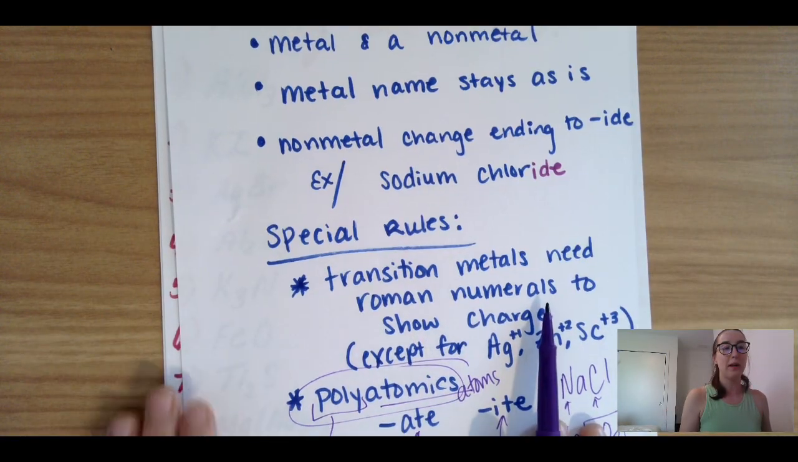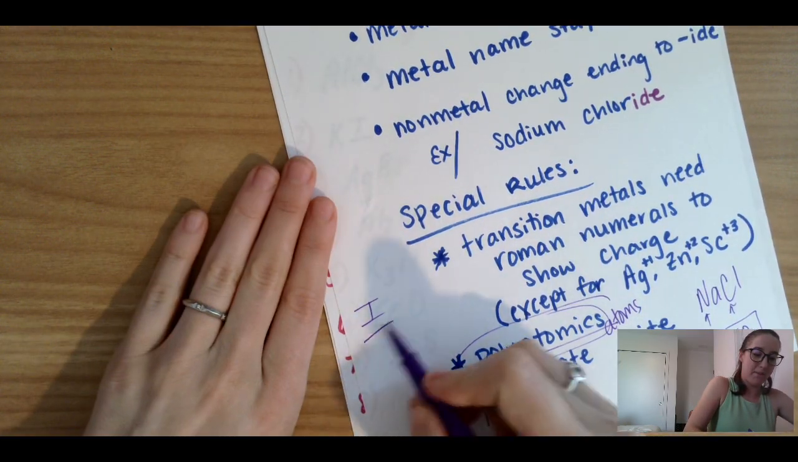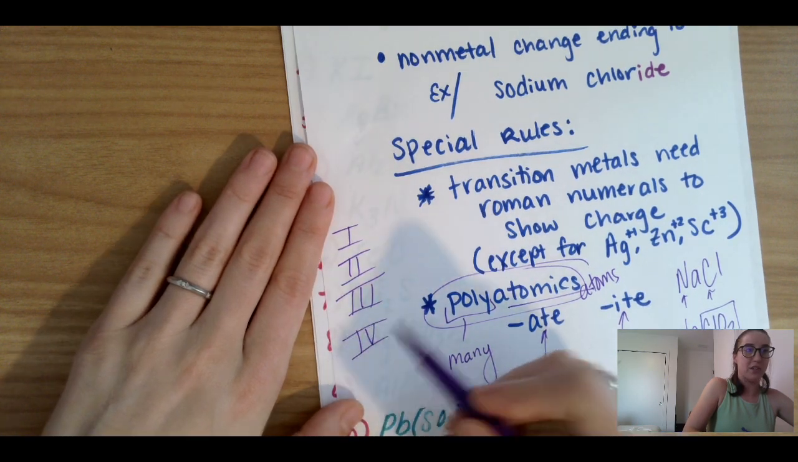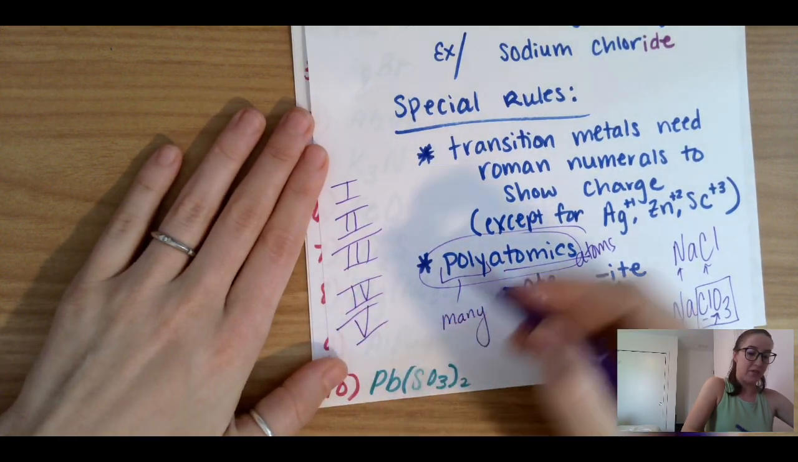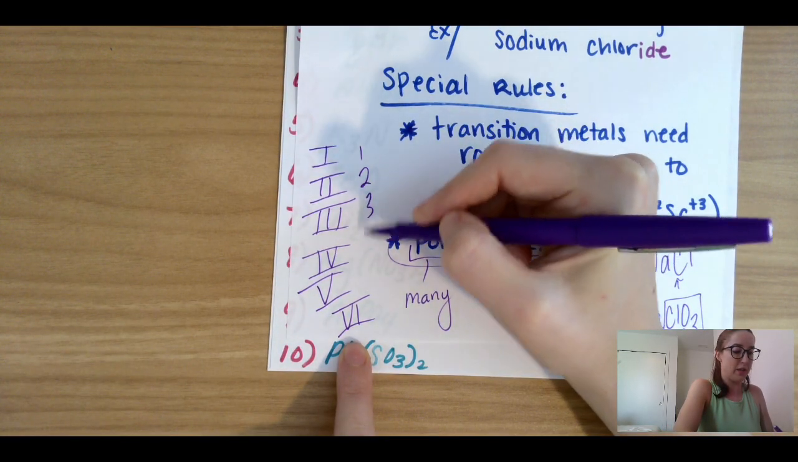And Roman numerals, by the way, if you don't know your Roman numerals, we'll just go through them real quick. This is 1, right? This is 2. This is 3, right? IV is your 4, and then V is your 5. You may go to 6, but you really won't go past that. So these are your Roman numerals.